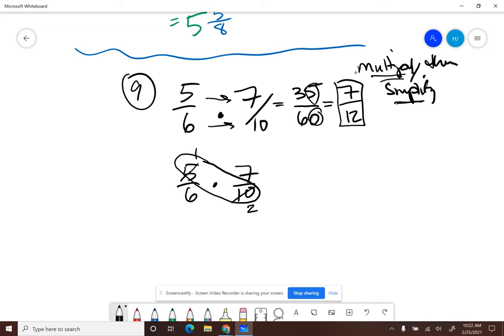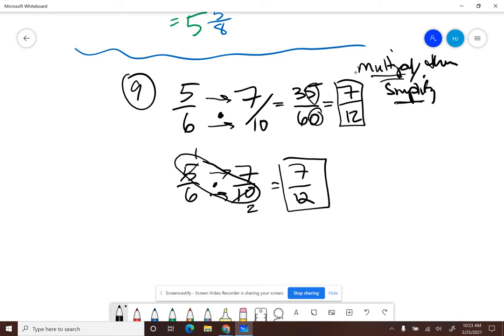I've just simply simplified this particular fraction. So notice what I can do now. Now I can multiply straight across just like I did up here. But the only difference is I'm doing it as my second step. Notice what happens. 1 times 7 is 7. 6 times 2 is 12, and voila, I am already there, okay?